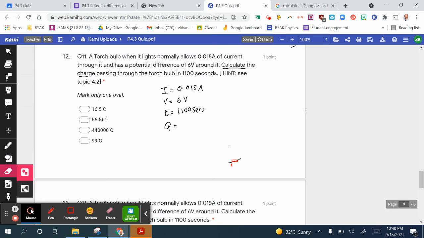Okay, so in this question, we want to work out charge. Do we know a formula that has charge in it? Okay, so yes, we do.